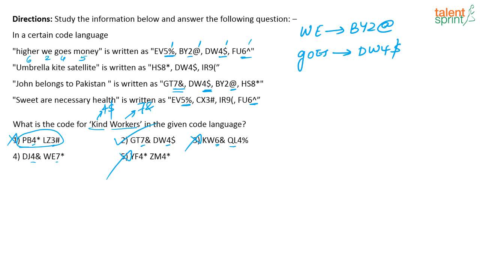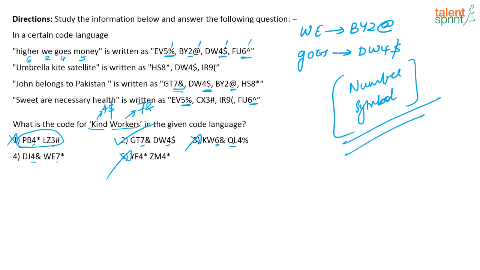Here, if you see very clearly, we have not decoded the full information, but based on whatever is there, we decoded 2 things, right? We decoded the number coding, and we found out the symbol coding, and with that we could arrive at the answer. Correct? Yes.